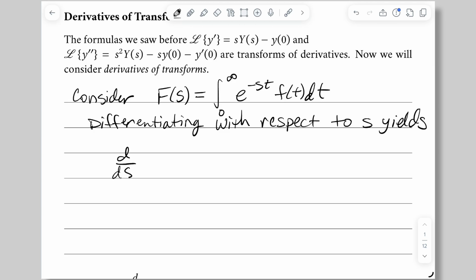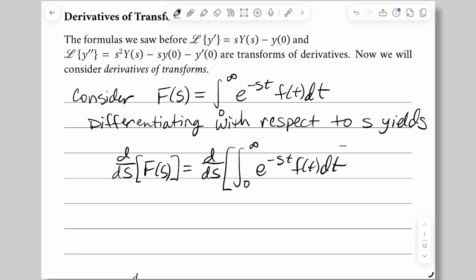The derivative with respect to s of F of s is the derivative with respect to s of this integral from 0 to infinity e to the negative st f of t dt. But this isn't going to be like the fundamental theorem of calculus where the derivative undoes the integral, because we're differentiating with respect to s, but the integral is with respect to t. We're going to move the derivative to the inside of the integral, but now we've got two independent variables, s and t, and so the derivative becomes a partial derivative with respect to s, really of e to the negative st, and that's times f of t dt.